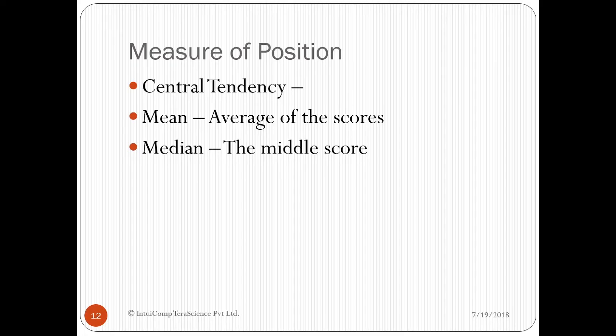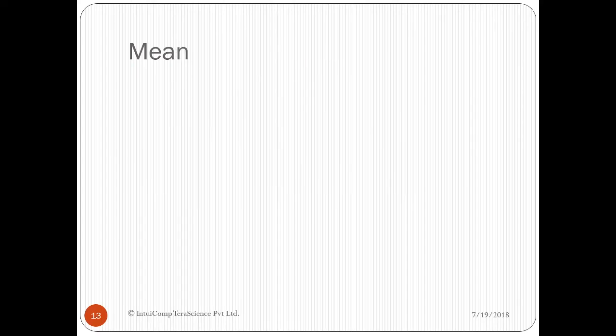Second is median. It calculates the middle score. And third is mode. It gives the most frequent score. So let's refresh quickly. Mean is the most commonly used statistic of position. It is easy to understand and calculate. It is the average of the sample provided.